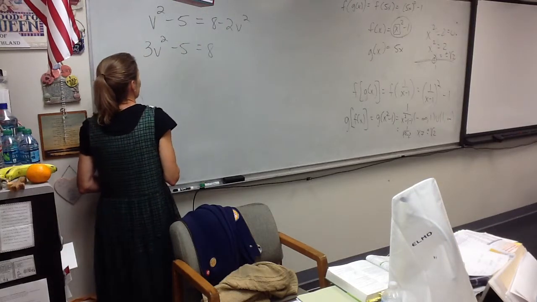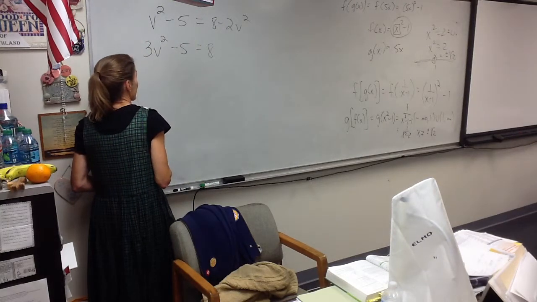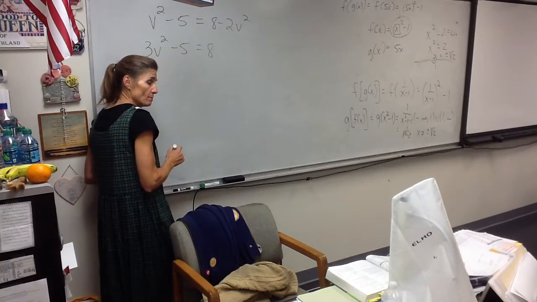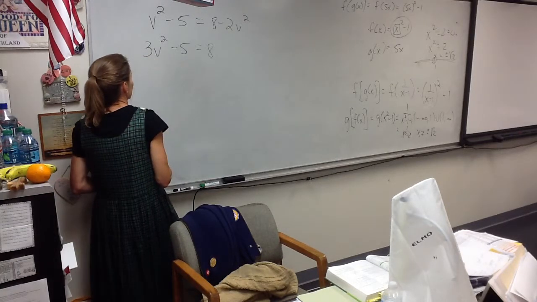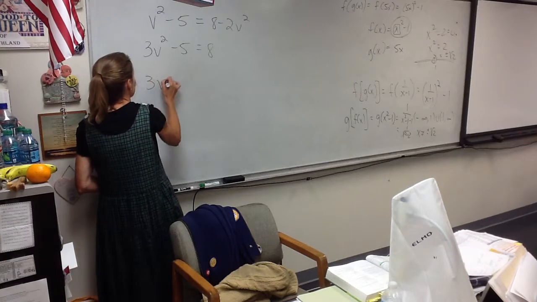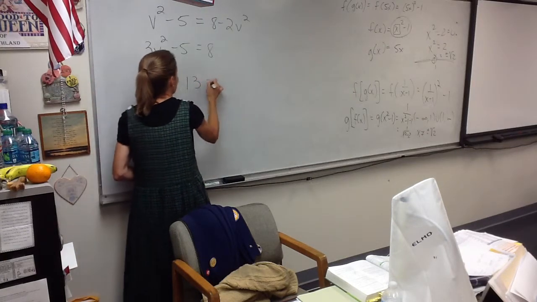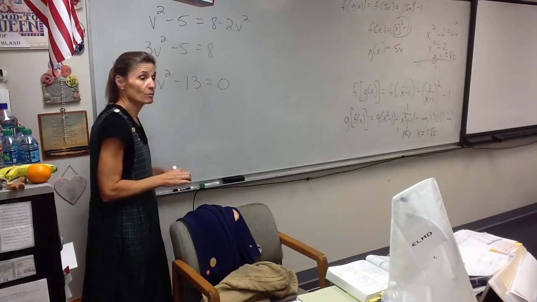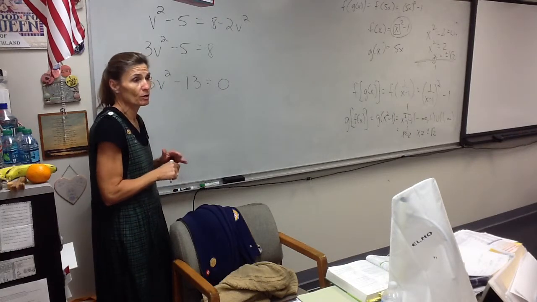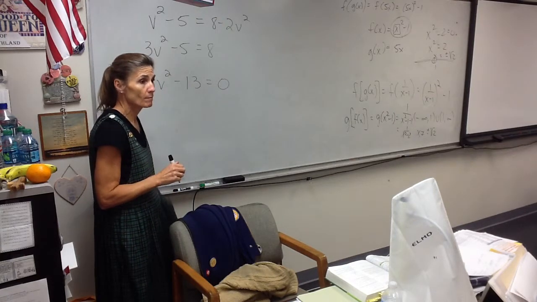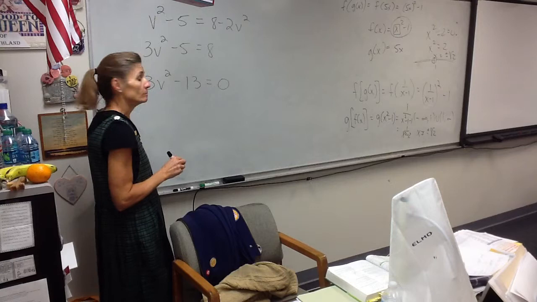All right, then what did you do? Then I subtracted 8 over to 5. Okay, got it set equal to 0, in other words, which is what we generally do with our quadratic equations. Then I got stuck with the 3.